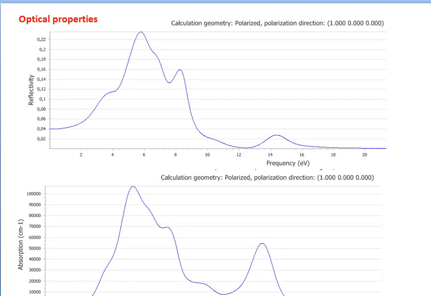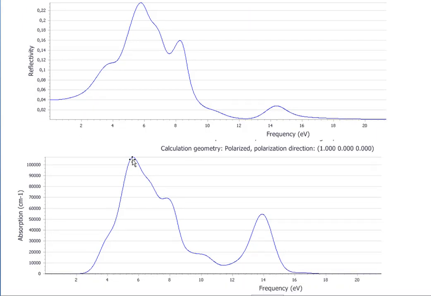For the optical properties, we have calculated the reflectivity and the absorption for the 100 polarization direction. For the reflectivity, we can see here a strong band at 6 electron volts. For the absorption, at approximately the same band position, we can observe a strong band too.